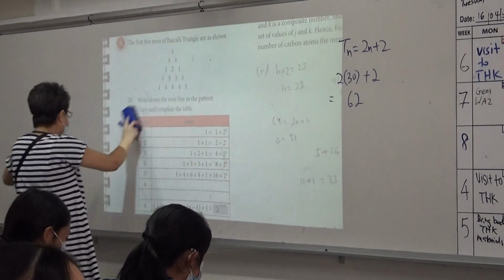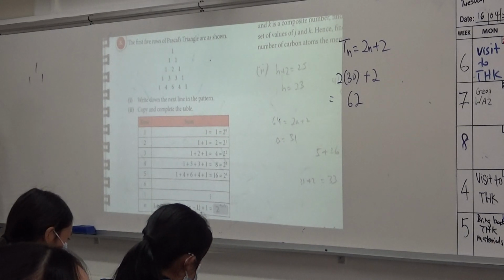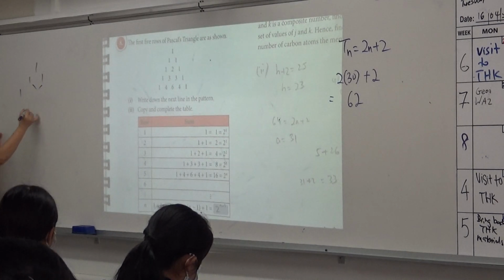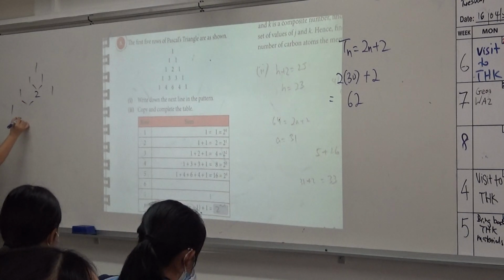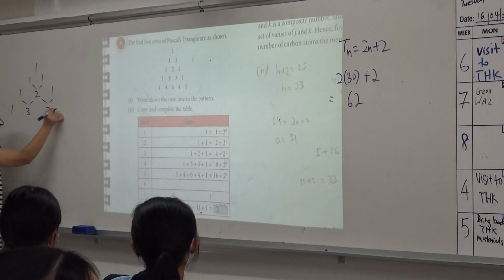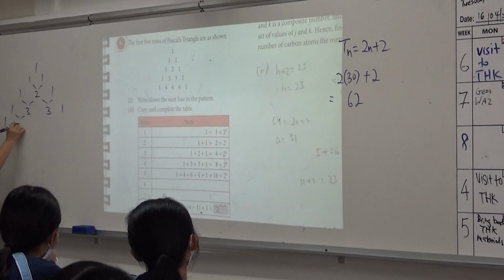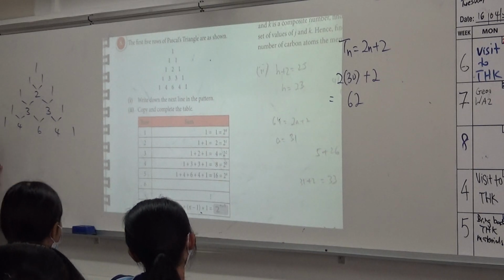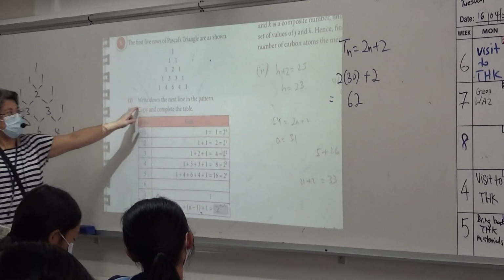Now, what is the Pascal triangle? All of you look up. Understand? What's this plus this? 2. Then you add with 1 again. You start with 1. What's this plus this? 3. This plus this? 3. Then you add with 1 again. Start with 1. What's this? 4. What's this? 6. What's this? 4. Then you add with 1 again. Understand? Okay. Then the question says, write down the next line.